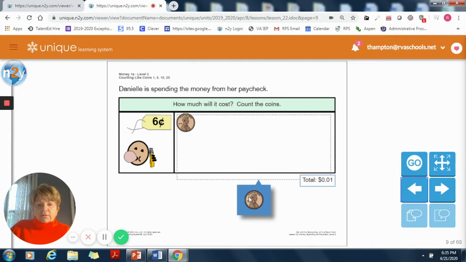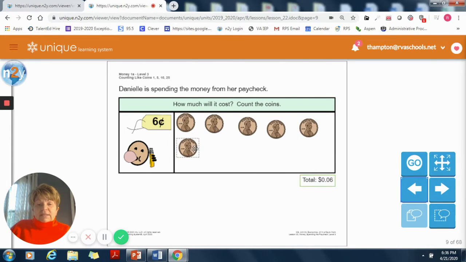1, 2, 3, 4, 5, 6. 6 pennies. Now, if we were going to trade some of these pennies in for a larger coin, would that be for a nickel, which is worth 5 cents, or a dime, which is worth 10 cents?